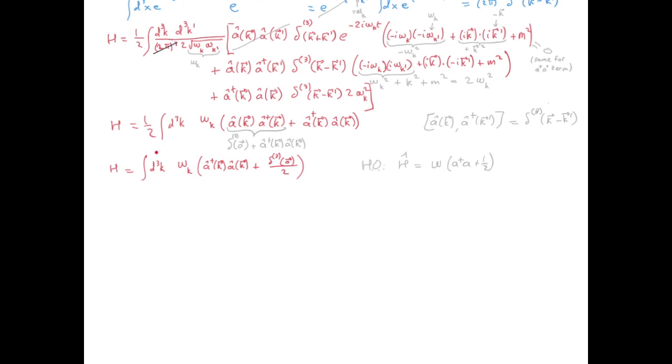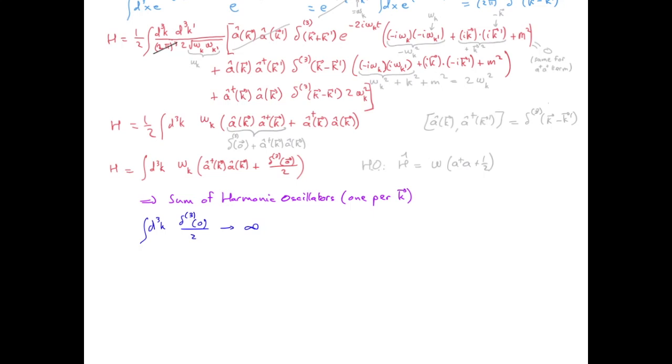In fact, we have an infinite sum of harmonic oscillators because we have one for each momentum k. We see that the integral times a constant gives us an infinity. But this doesn't really matter because it's just a constant. It's infinite, but it's a constant.